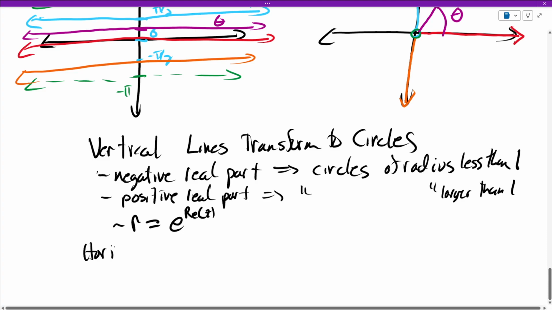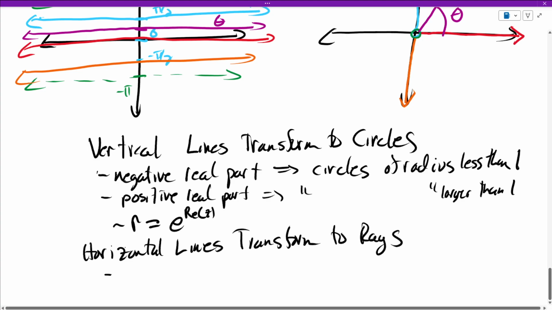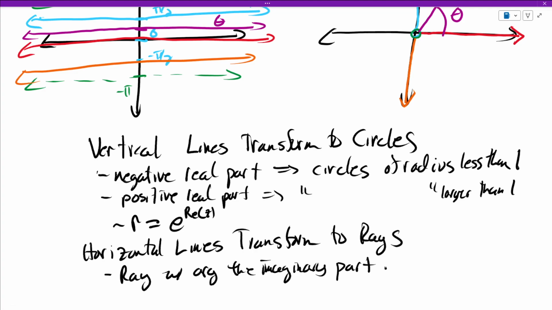Now we just saw horizontal lines get transformed to rays, where it's a ray with argument the imaginary part. All right, and so we have an understanding now of what the exponential function does to horizontal and vertical lines.